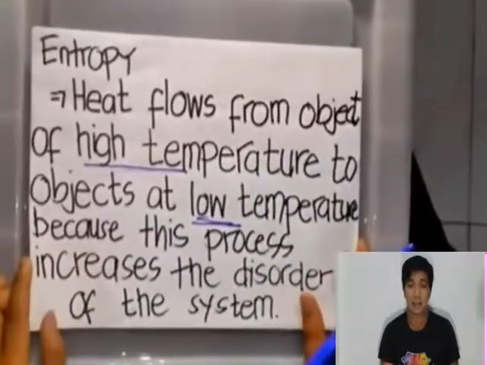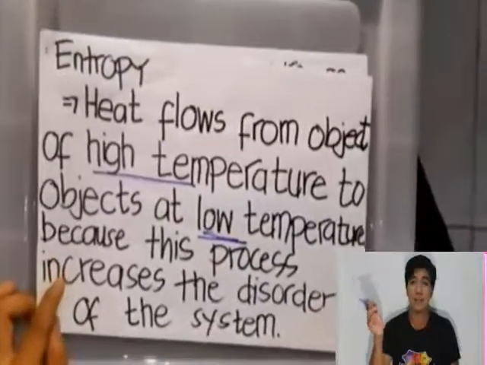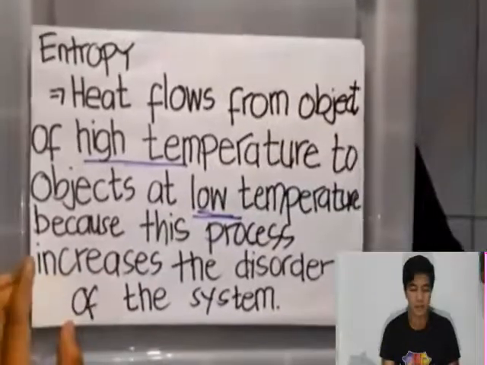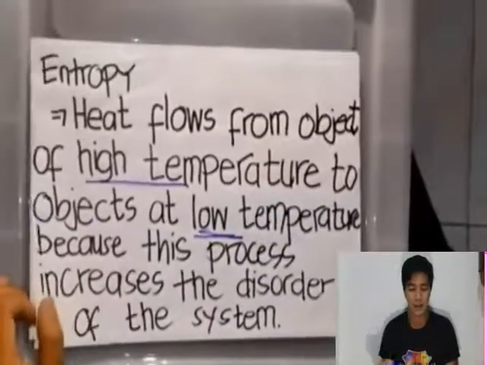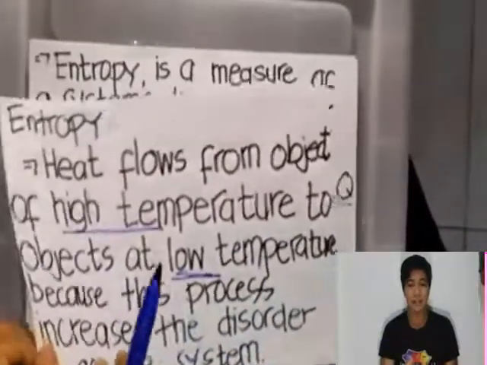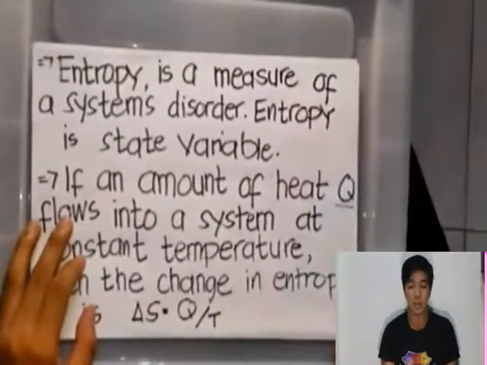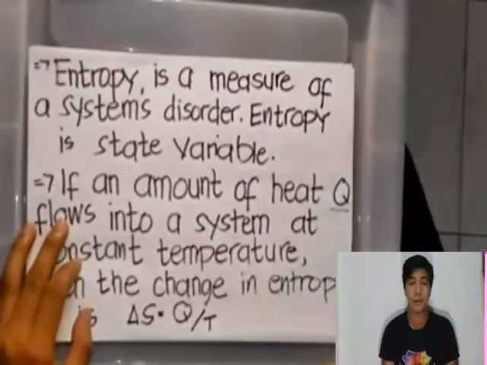So, ang meaning niya is, gikan sa high temperature sa isa ka object, then paingon ta sa low temperature sa isa ka object. This is the process that increases the disorder of the system. And we have the entropy is a measure of a system's disorder. It's also entropy is a state variable.